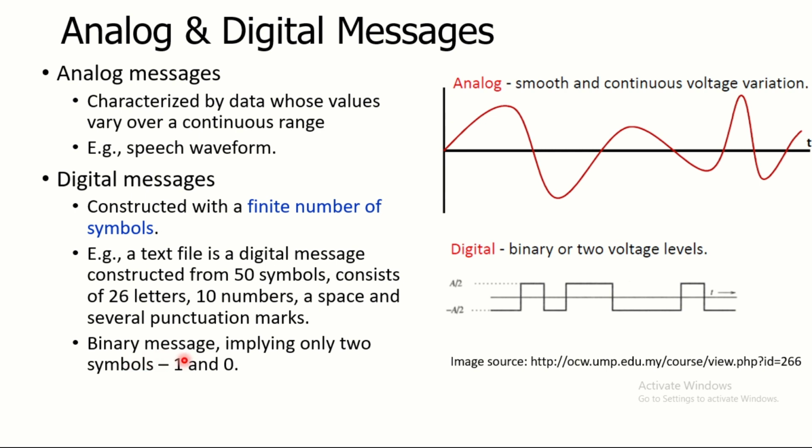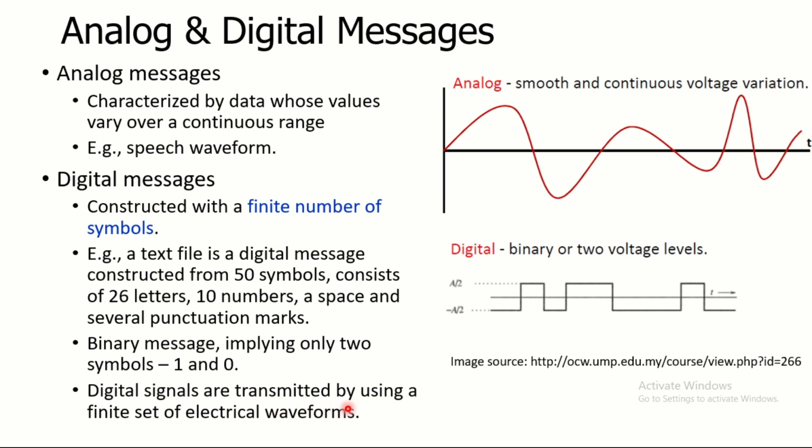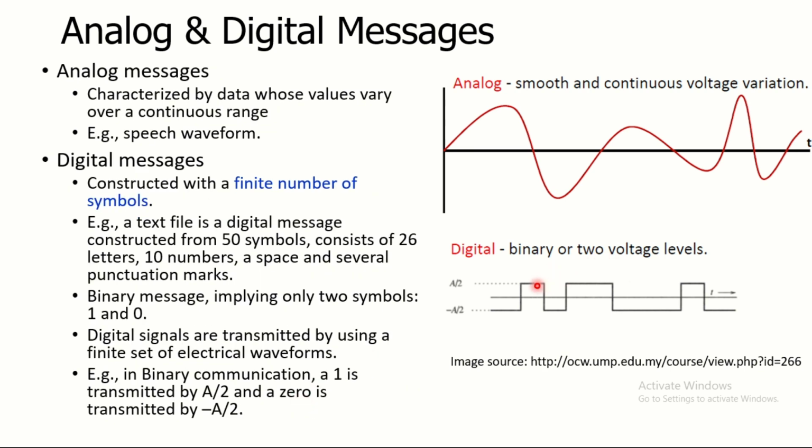Similarly, if we consider binary message, in binary message we will have two symbols, 1 and 0. So any binary message is made of a combination of zeros and ones. Digital signals are transmitted by using a finite set of electrical waveforms. So if we have, for example, a binary communication, we have a 1 and 0. One waveform is used for transmitting a 1 and another waveform is used for transmitting a 0. For example, looking here, if we have a 1, then we transmit this waveform which has a magnitude of A over 2. Then if we have a 0, another waveform is transmitted which has a magnitude of minus A over 2, and so on.